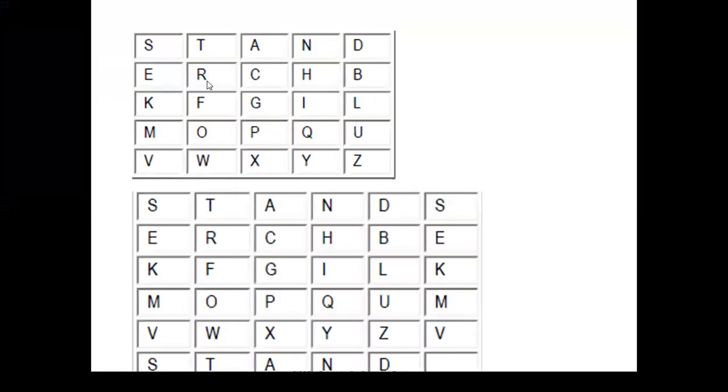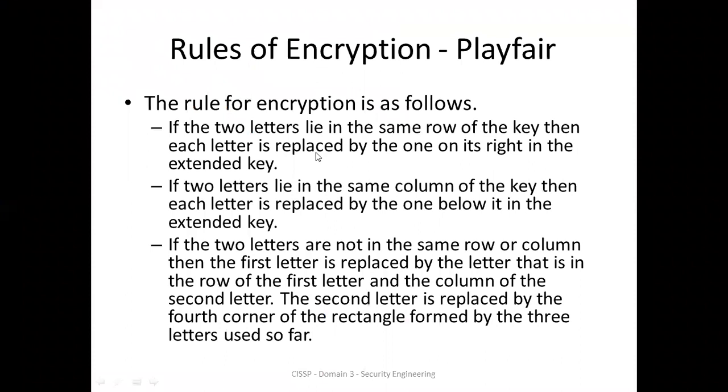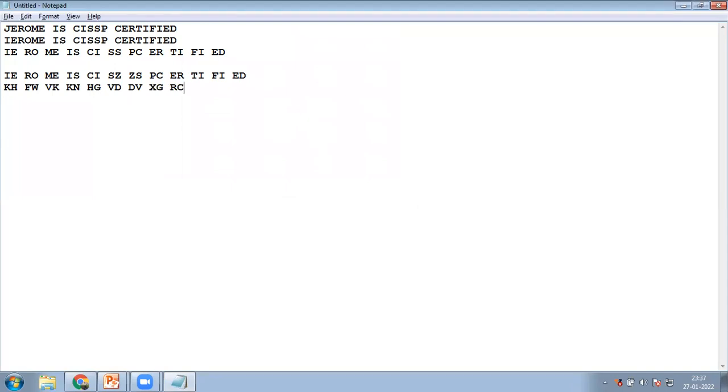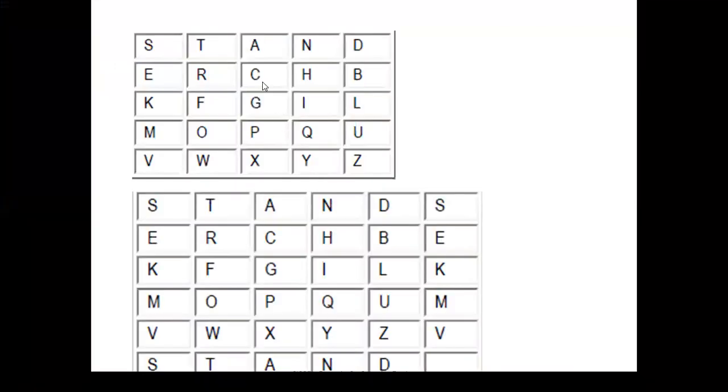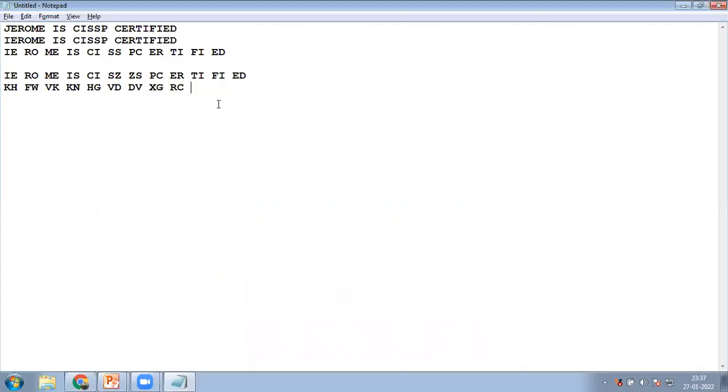ER. They're on the same row. So the rules for the row, if the two letters lie in the same row of the key, each letter is replaced by the one on its right in the extended key. Okay. So ER becomes RC. TI. T is here, I is here, row of the first column and second. This becomes NF.